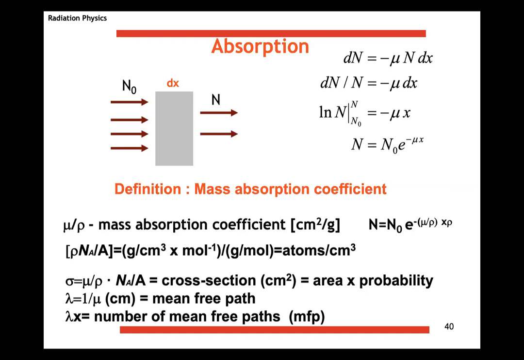Another important definition that you have to remember is the mean-free path. The mean-free path is actually the inverse of the absorption coefficient, so it's expressed in centimeter, and gives you essentially the mean distance between two interactions. And if you make a product between lambda and x, you have the number of mean-free paths. So how many mean-free paths you will have in a given material, and it is generally expressed in MFP. So this is the number of mean-free paths.